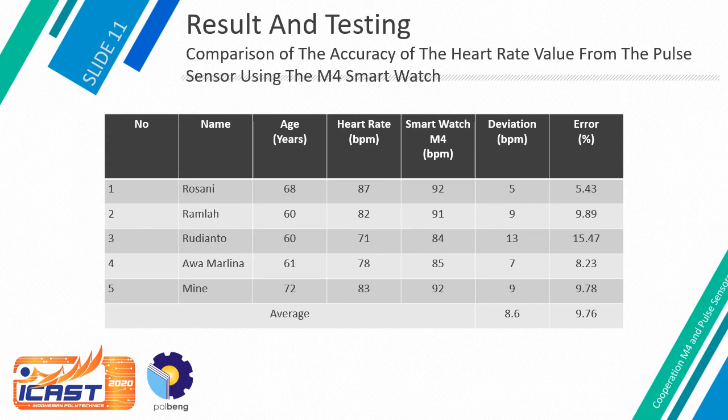Here is the table of comparison, the accuracy of the heart rate value from the pulse sensor using the M4 smartwatch, with average deviation 8.6 and error percentage 9.76.